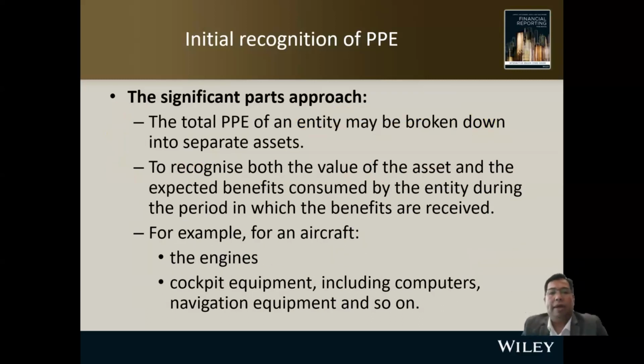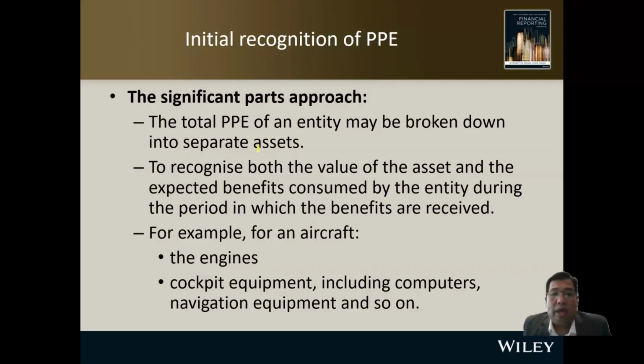Okay. Second part is the significant part approach, where the total PPE of an entity may be broken down into separate assets. What I mean here, if you're looking at Emirates or Etihad, they have these airplanes, okay? They have the body of the airplanes, they have the cockpit, they have engines there. So they can break down this asset to smaller components. Maybe the engine useful life is 10 years. The navigation system might be 8 years and the body might be 20 years. So this asset can be broken down to separate assets.